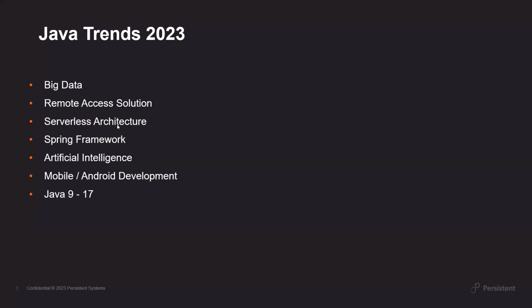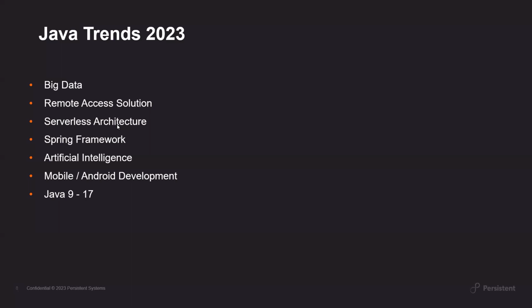But the later releases 9, 11, and 17 also have significant new additions such as Jigsaw and reactive streams, along with API improvements that can be seen in the latest releases.